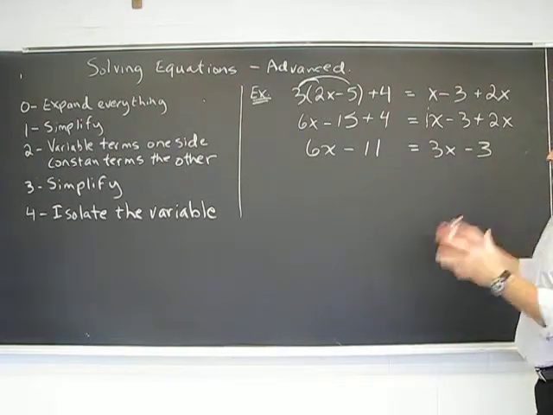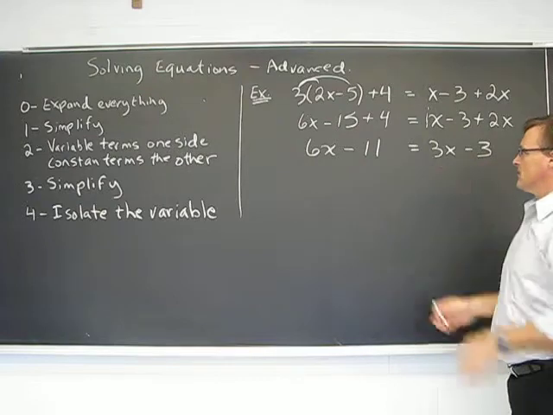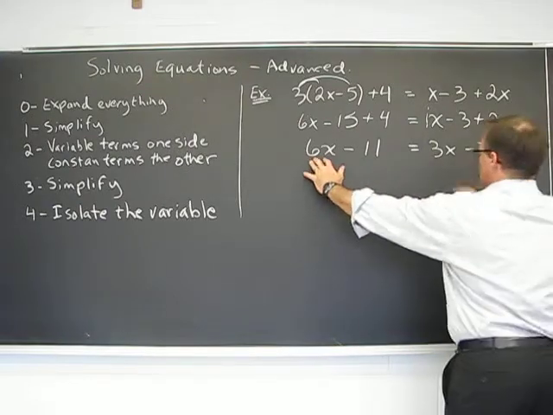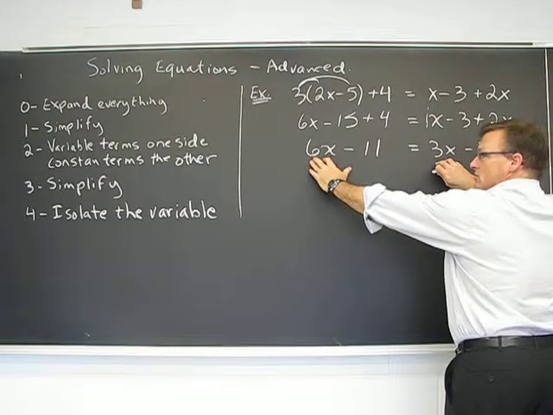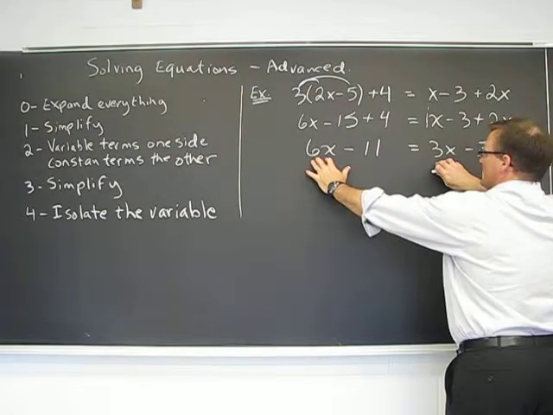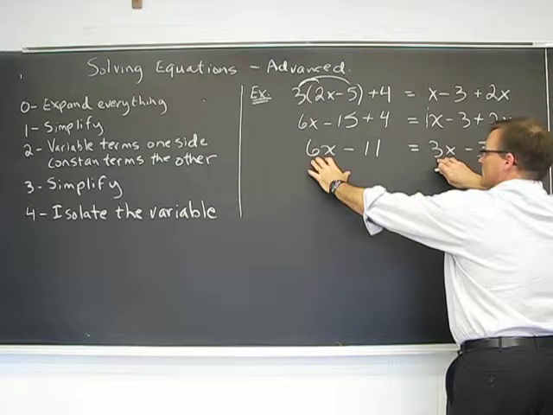Now I need to get the letters together, the variable terms together. Look at the variable terms and figure out which one's going to be the more positive of the 2. That's the side you're going to move it to. So 6x is bigger, so I'm going to move the 3x over to the left.